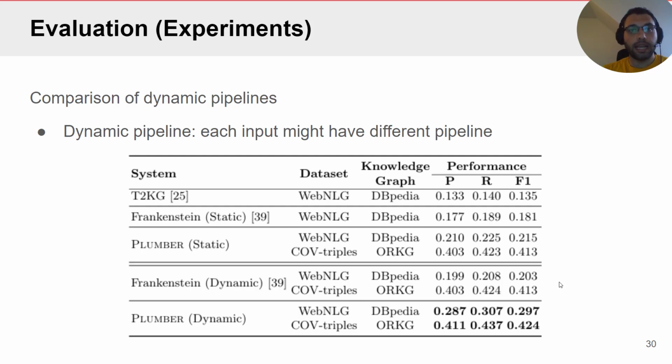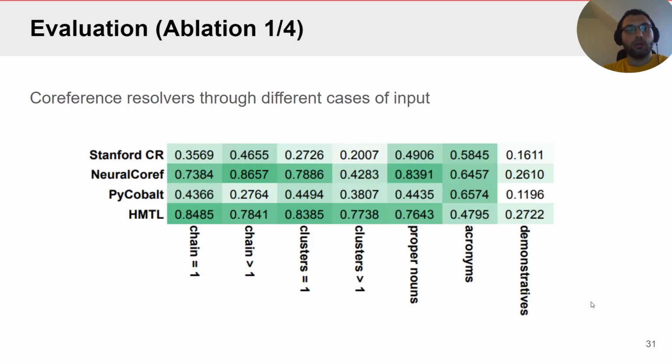The table shows that the dynamic aspect improves both Frankenstein and Plumber. Plumber is still the overall winner, however, the results are not that satisfying. So, we would like to investigate what is the cause of this low accuracy overall. So we performed a comprehensive ablation study for each of the tasks we mentioned earlier. We study the effects of several cases and variations of the input on how different components perform depending on that.